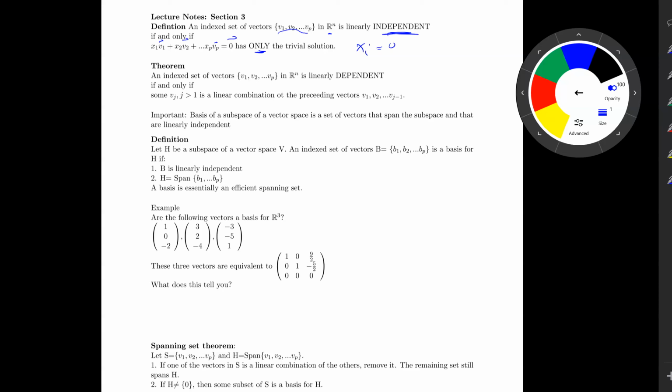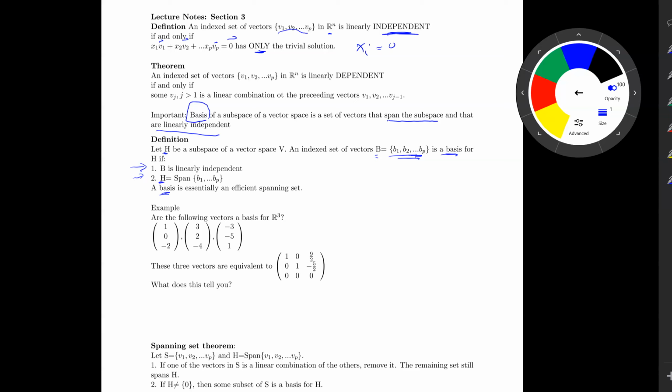All right, so a basis of a subspace is a set of vectors, this is a big deal, that span the subspace and that are linearly independent. Here's the definition: a basis is a set of vectors that are linearly independent, so this set of vectors B are linearly independent. That means a linear combination is zero only if all the numbers in front of them are zero. And that set of vectors spans H, the subspace H. So then I can say that this is a basis, which is like saying it's an efficient spanning set.